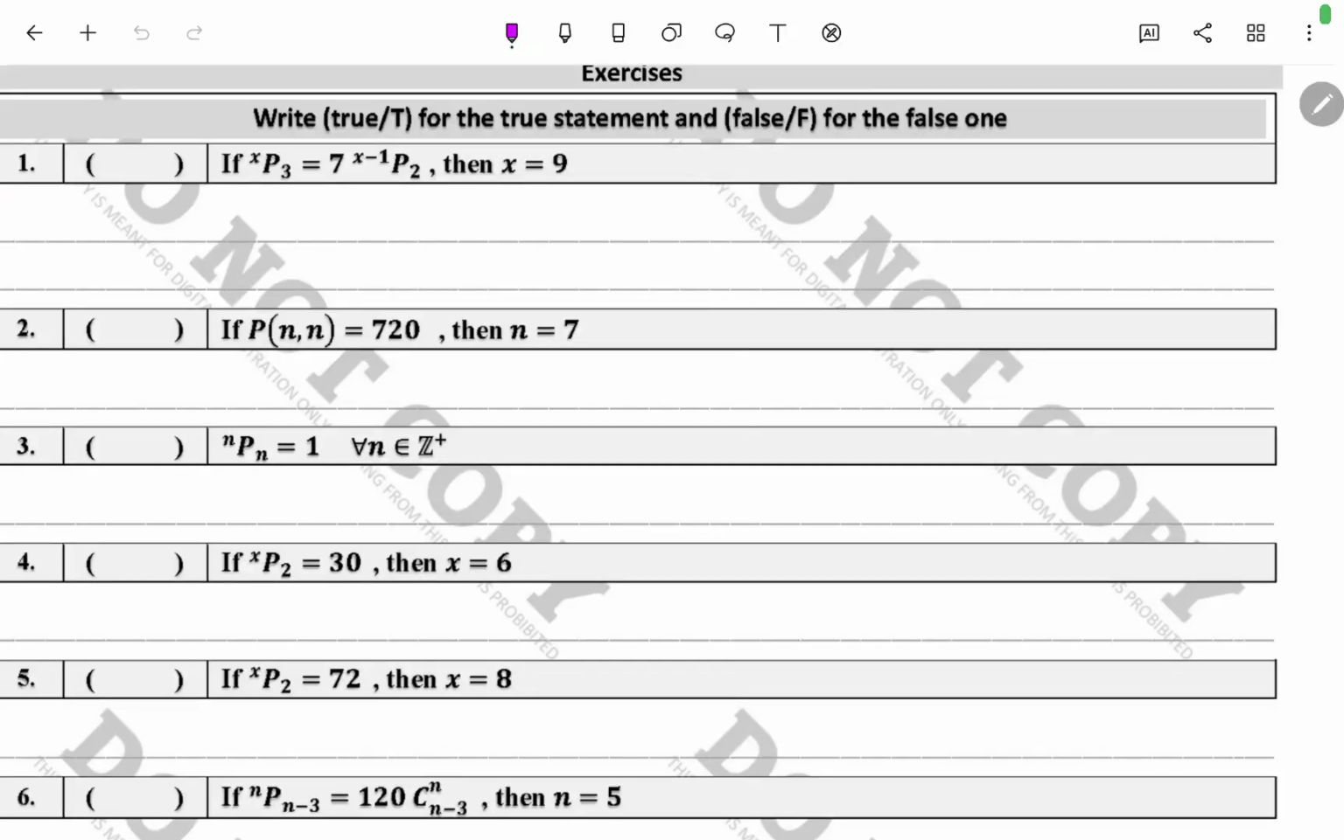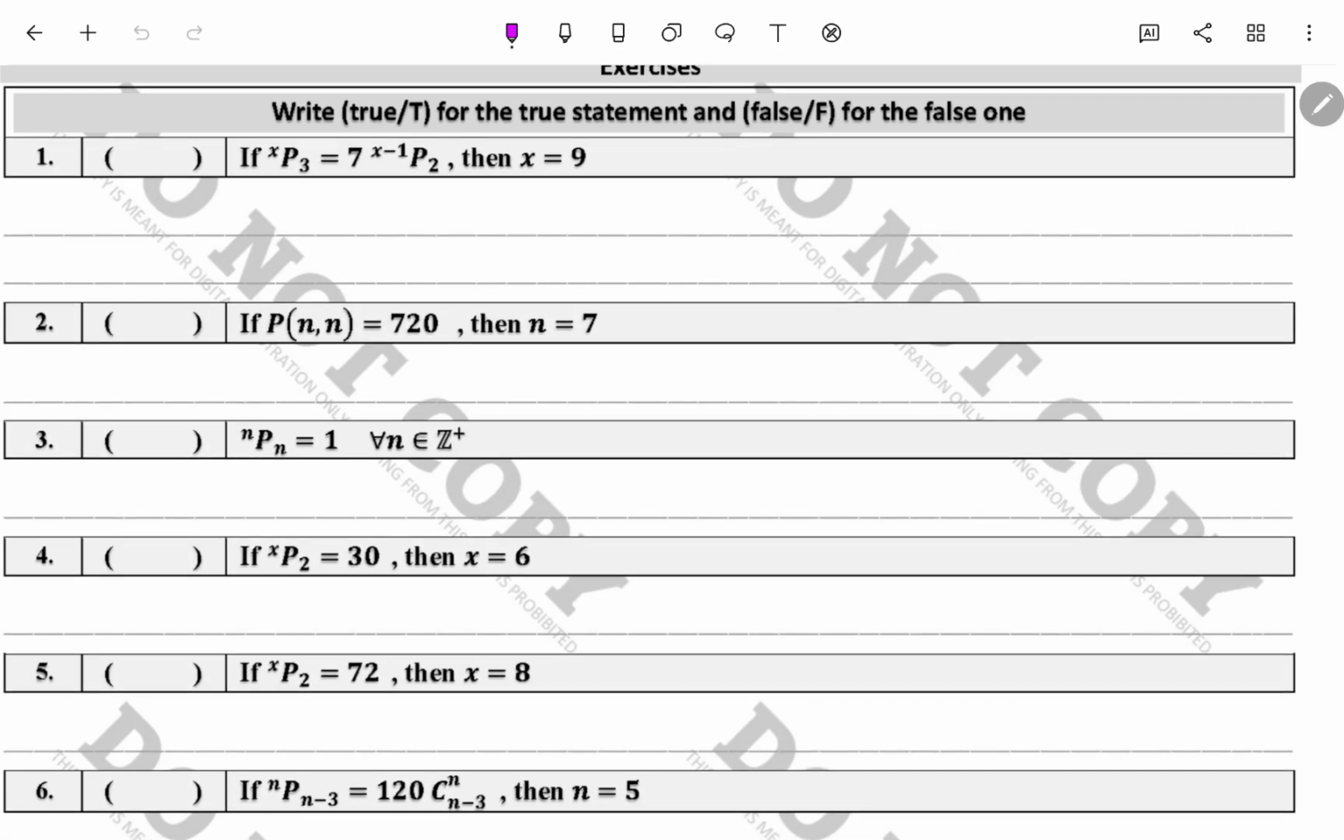Bismillah ar-Rahman ar-Rahim. This is teacher Iman explaining some exercises about permutations and combinations. Let's start with question number 1. After reading, write true for the true statement and false for the false one.